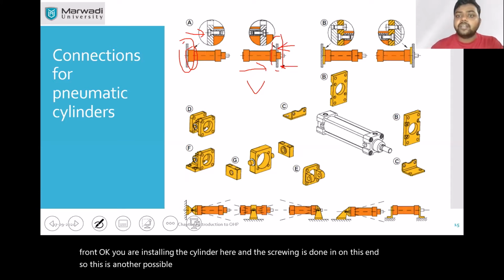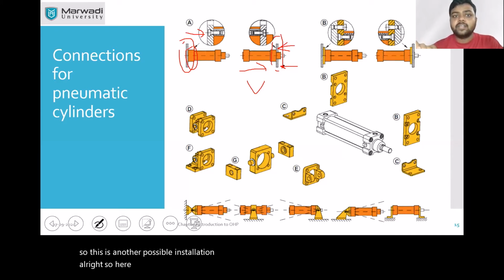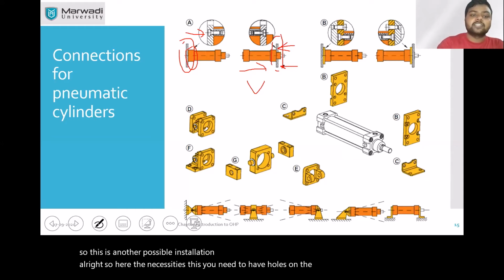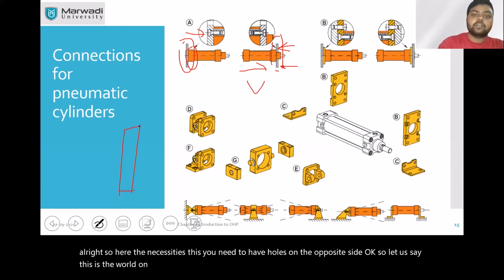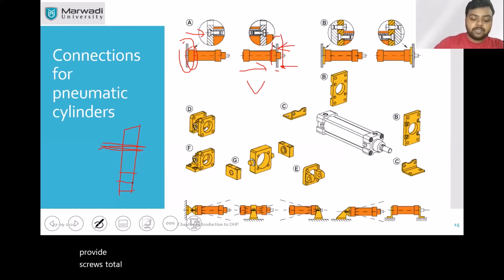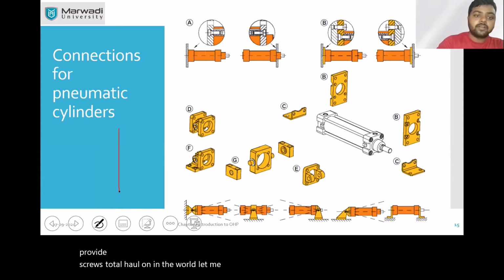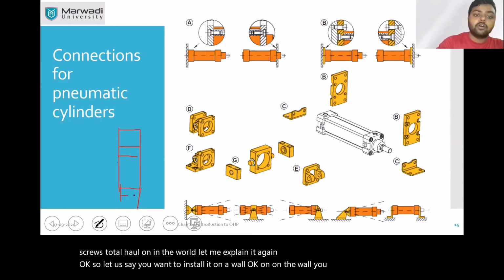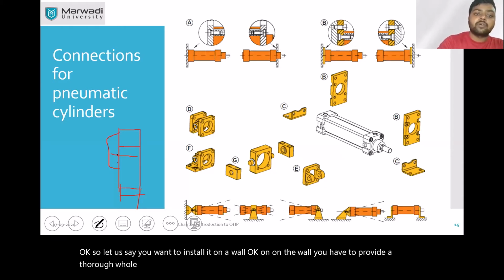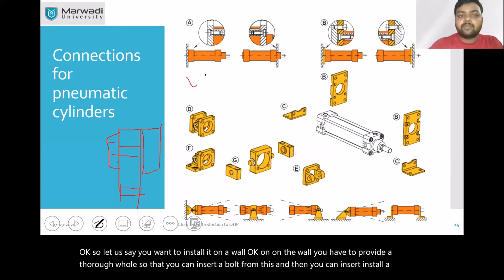All right, so here the necessity is this. Okay, you need to have holes on the opposite side. Okay, so let us say this is the wall on which you are installing the cylinder. So what you need to do, you have to provide a through hole in the wall. Okay, let me explain it again. Let us say you want to install it on a wall. Okay, and on the wall you have to provide a through hole so that you can insert a bolt from this end and you can install a cylinder here. Okay, so this is the requirement for this kind of arrangement.